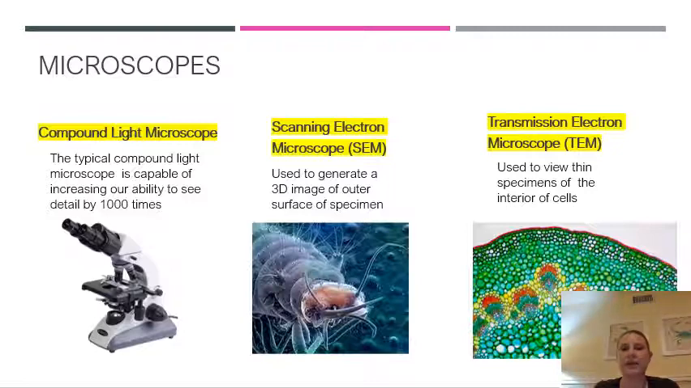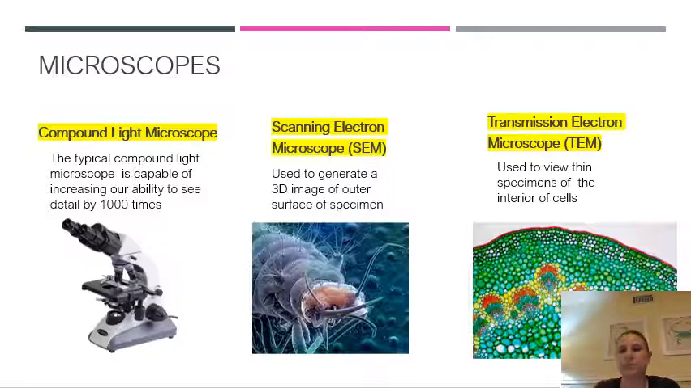The next one is a scanning electron microscope. A scanning electron microscope allows us to generate a 3D image of the outer surface of a specimen. It's really cool because you can magnify things by millions of times. You can see grains of sand and specks of dust, and insects are really cool. It uses electrons. It shoots these electrons at the outer surface of things, and it sends the picture back to a computer, and it's a computer-generated 3D image of the outer surface. And if you can remember, scanning, because it scans the outer surface.